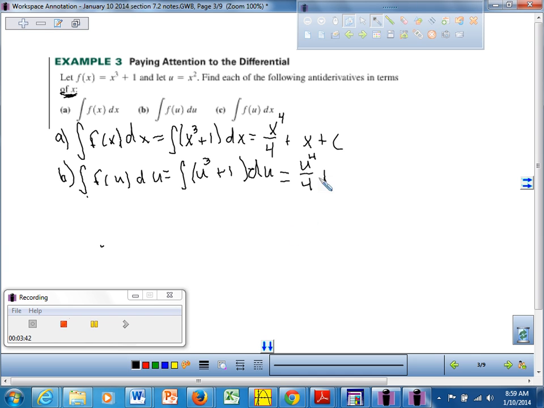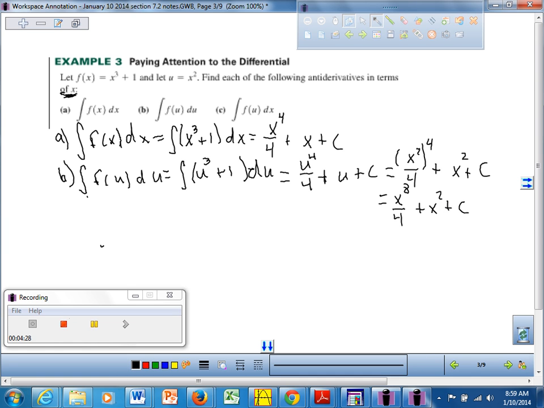Plus c. But our answer should be in terms of x. So now we replace u with x squared. So we get x squared to the 4th over 4 plus x squared plus c. So if it is free response, any form of the correct answer is correct. If it's multiple choice, they will never give it to you that way. So you should recognize that we should be willing to write that as x to the 8th over 4 plus x squared plus c.